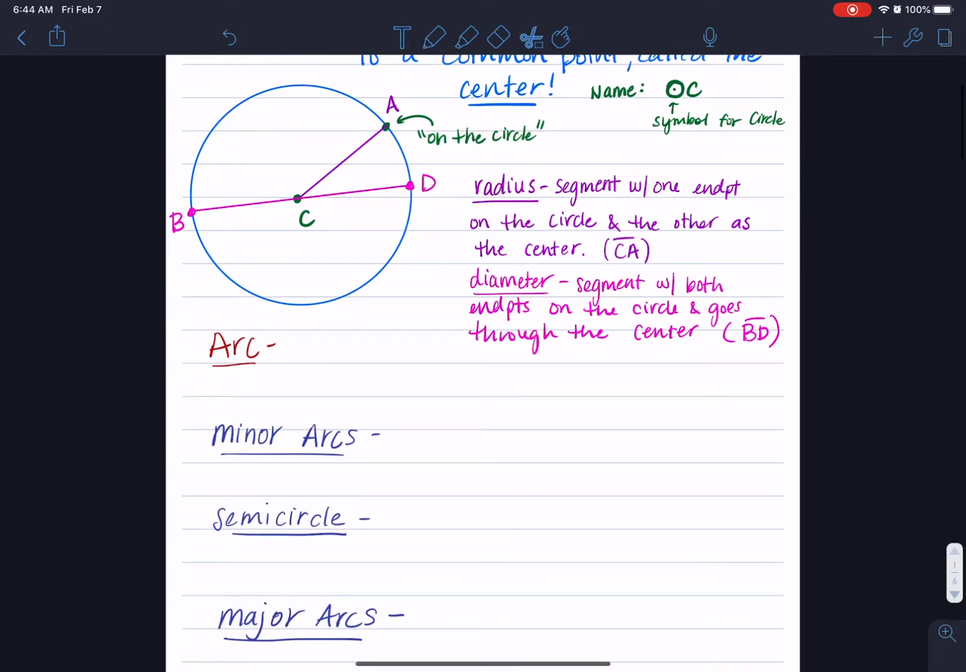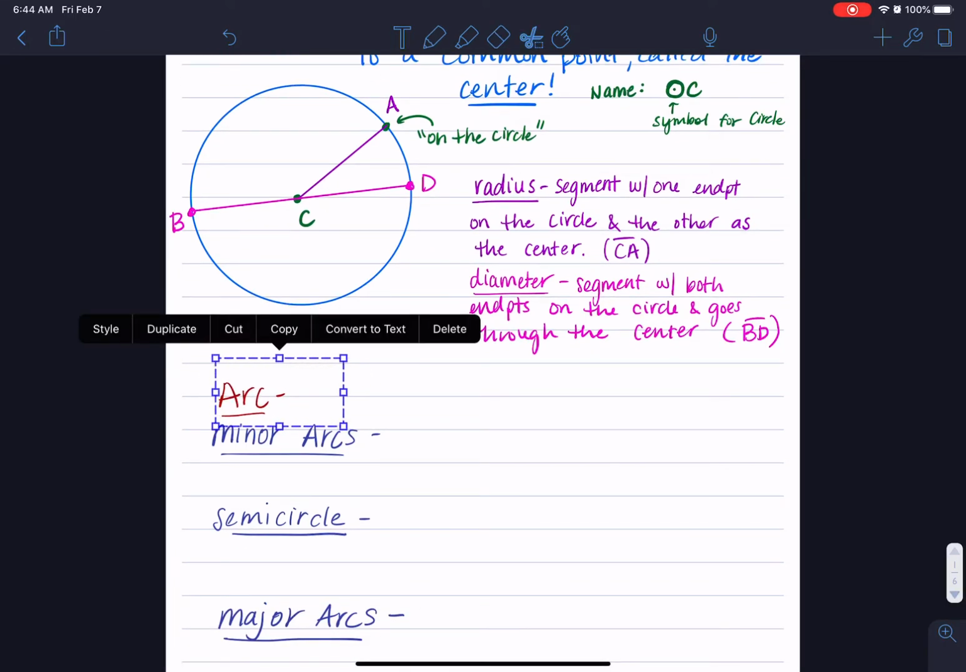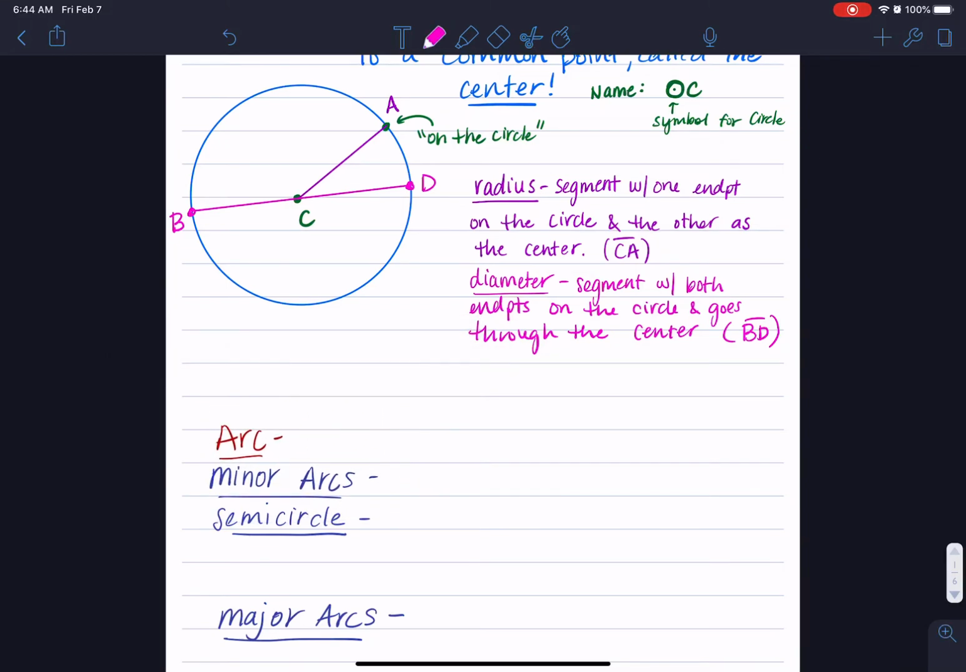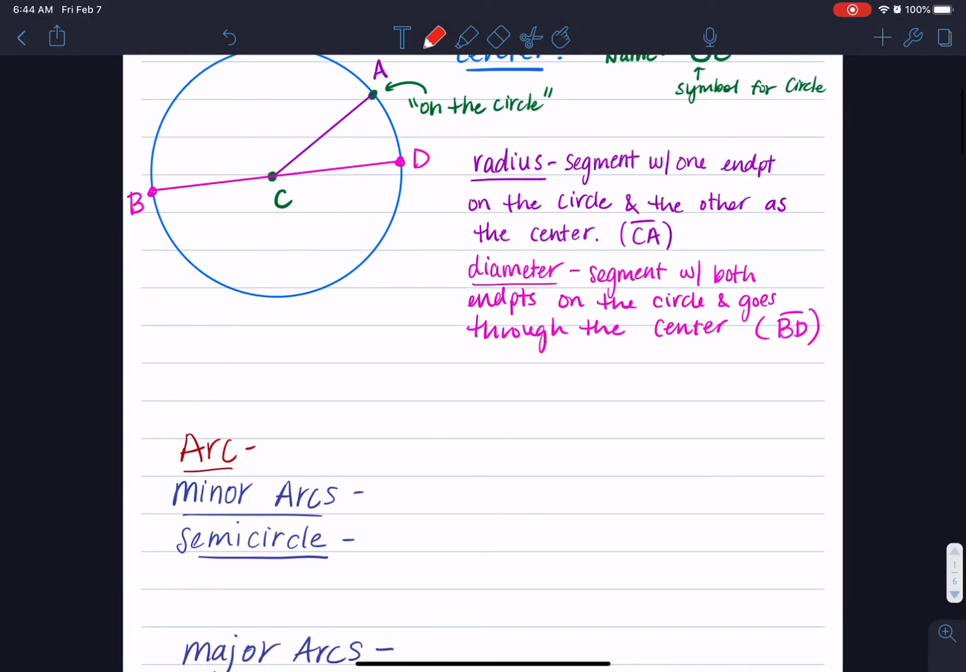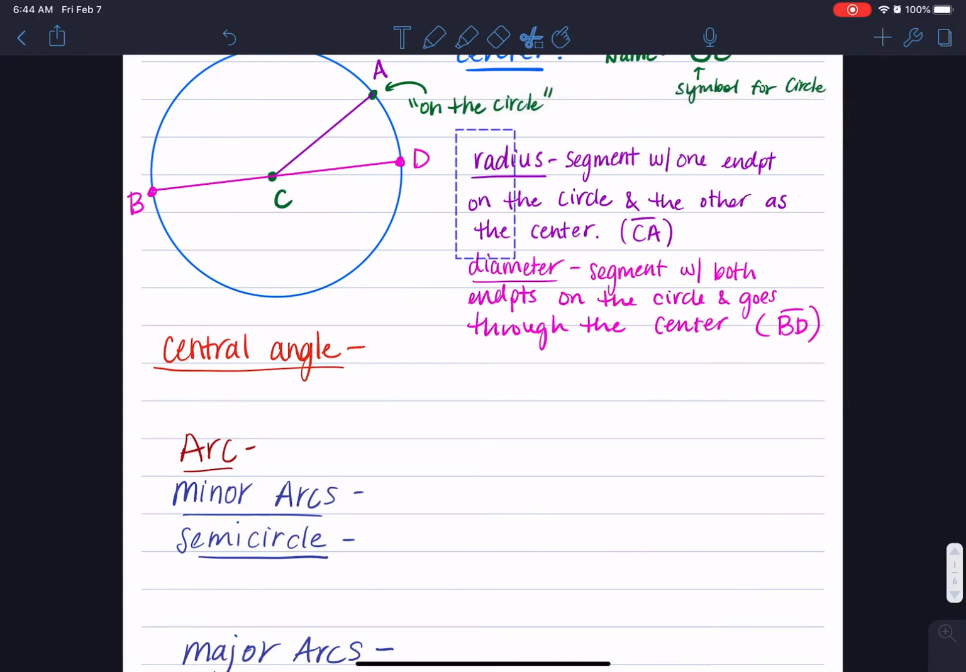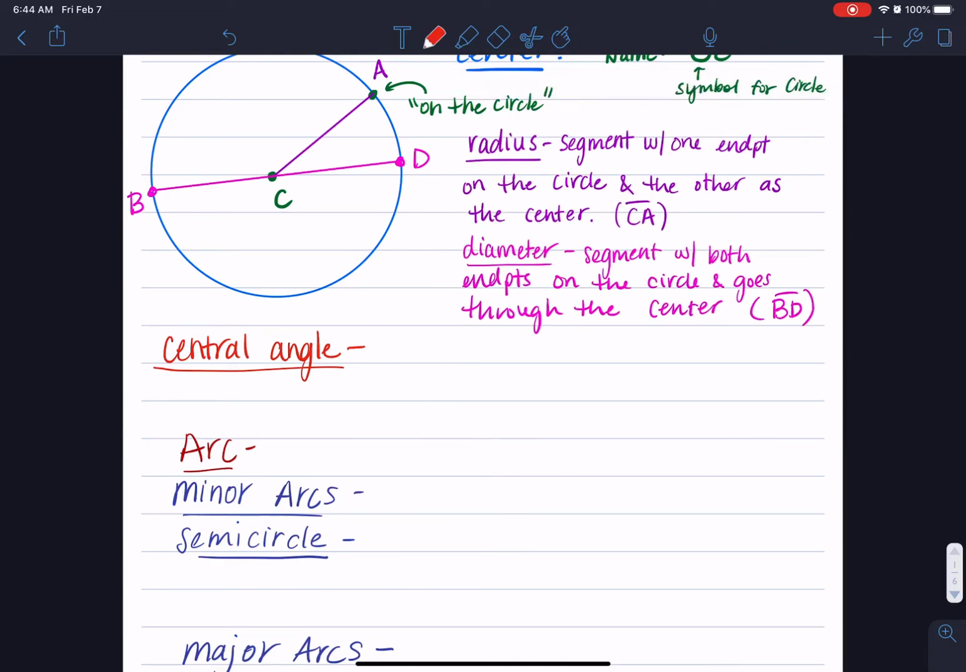Actually, sorry, before we get to arc, I'm not there yet. We need to define one more thing. One more thing you need to know is called a central angle. Now, this definition is probably new, so make sure you have this written down. A central angle is pretty straightforward. The name kind of gives it away. A central angle is an angle whose vertex is the center. What? Okay, what does that mean?